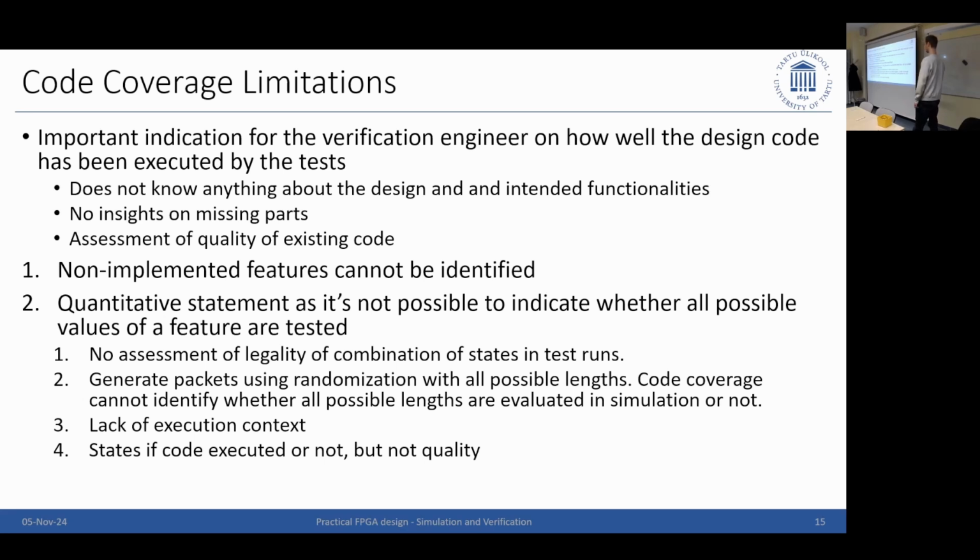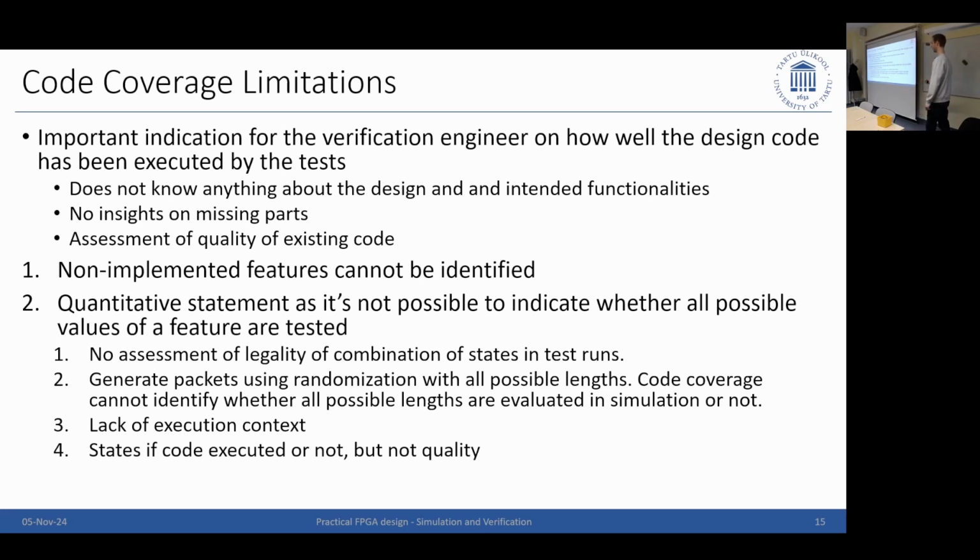It's a quantitative statement, as it's not possible, I wrote this down here, to indicate whether all possible values of a feature are tested. So it just tells me how many of those kind of things I've tested. So it does not assess the legality, the quality: can I do this? Am I allowed to do this? Generate packages maybe randomly. Sure, I can reach the entire bandwidth, but I still do not know whether all possible lengths have been tested. A lack of execution context: it can run something which triggers something in the design, and yes, great, I've executed it, but whether it made sense how I executed it is also missing.